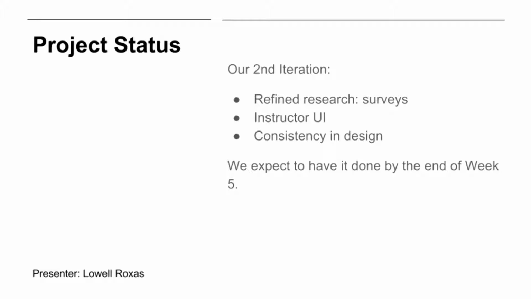With more research, we expect to revise our user models and prototype the instructor UI, which was left out of the first iteration. Thirdly, we aim to unify the design of our pages. Consistency in design is an important usability heuristic. The first iteration lacked it because individual pages were handled by different team members. So while the basic structure was similar, the positioning of certain elements varied. Our second iteration will not have this problem.